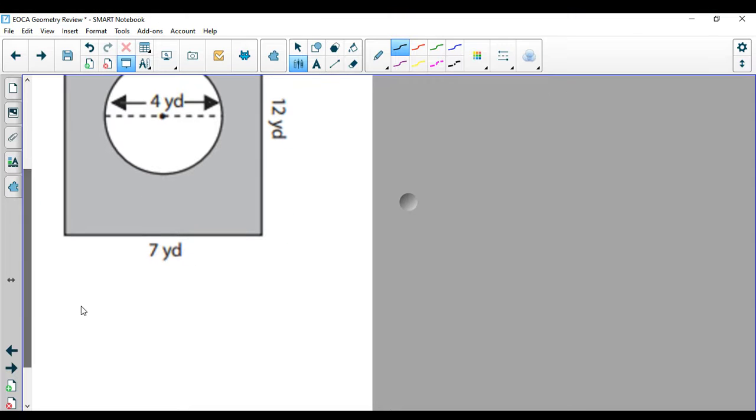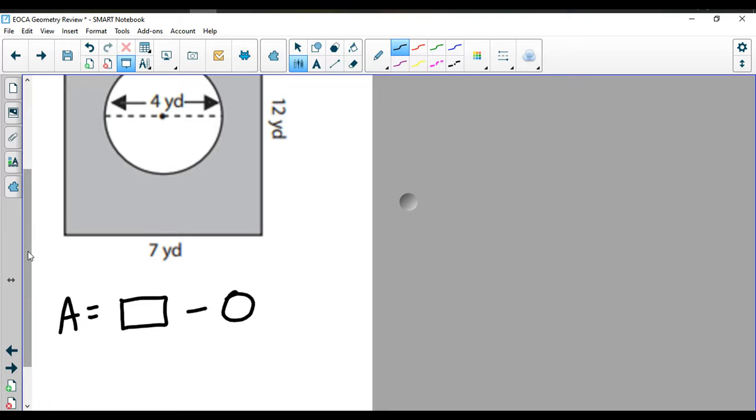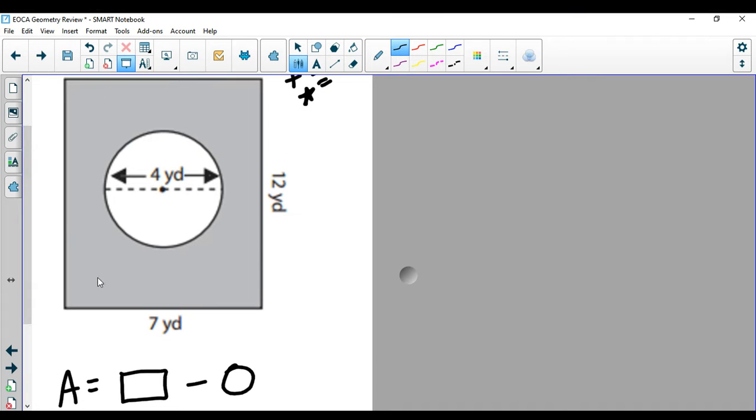So looking at the outer part, I noticed that the outer shape is actually a rectangle, and we're going to be removing that area of the circle that's there. For a rectangle, looking at your formula sheet, your area formula is length times width. So you're going to go ahead and plug in your length of 7 times your width of 12, and that's going to give you a final area of 84 on this particular rectangle.